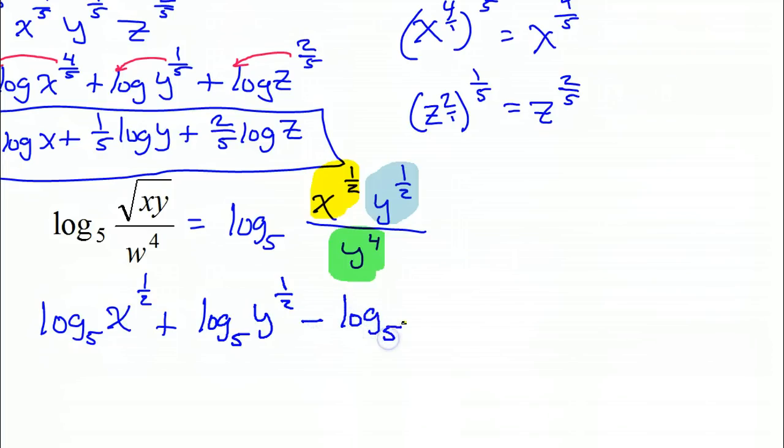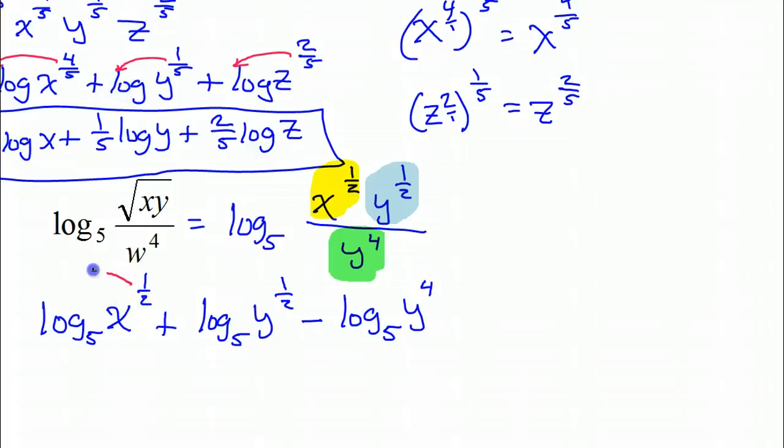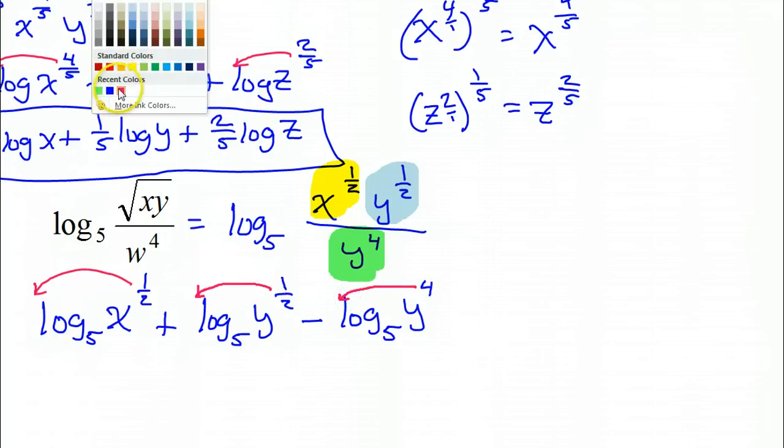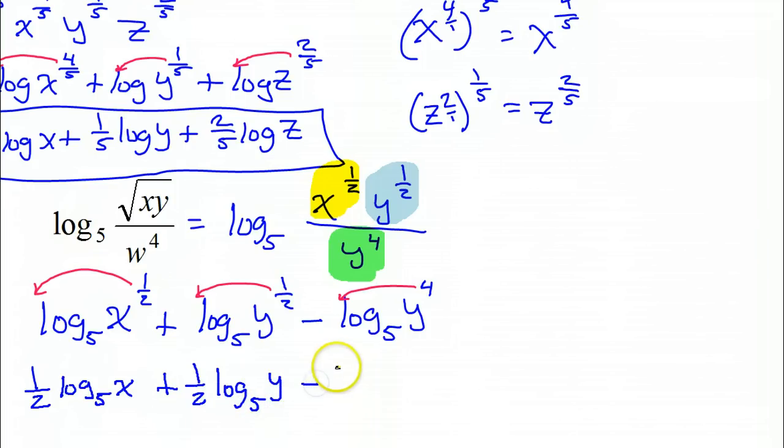Now, since we have exponents, anything with an exponent is going to end up in the front. So the final answer is going to be 1/2 log base 5 of x plus 1/2 log base 5 of y minus 4 times the log base 5 of y. And that will be the final answer for number 18.